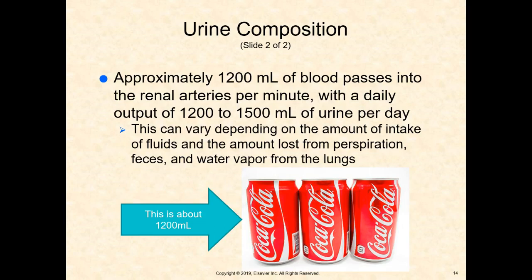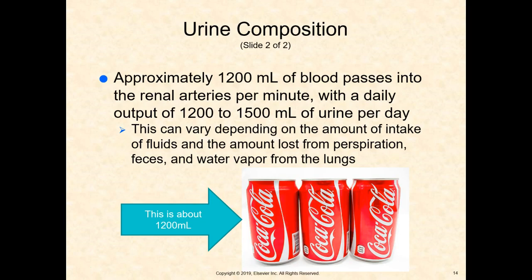So every day, the average person has approximately 1,200 mLs of blood pass through the renal arteries per minute with a daily output of about 1,200 mLs of urine per day. That is equivalent to about 3 soda cans. Obviously, this can vary depending on the amount of intake of fluids and the amount lost from perspiration, feces, water vapor from the lungs, etc.